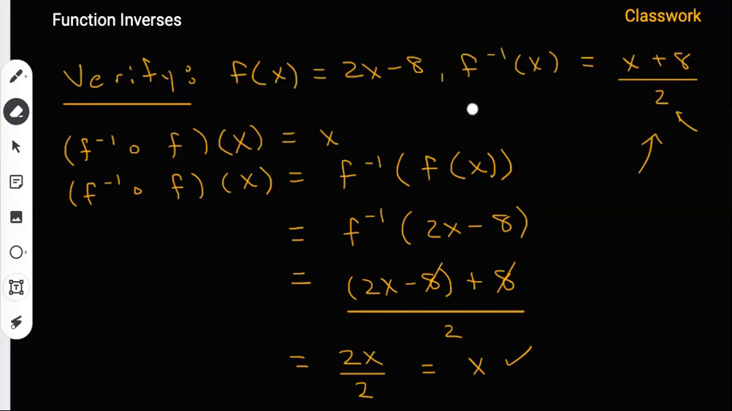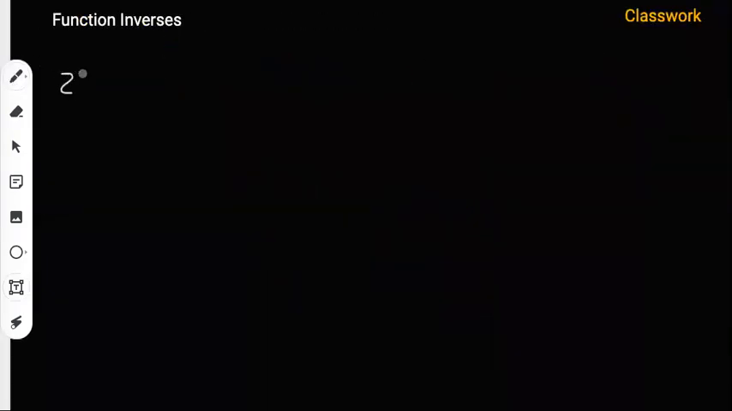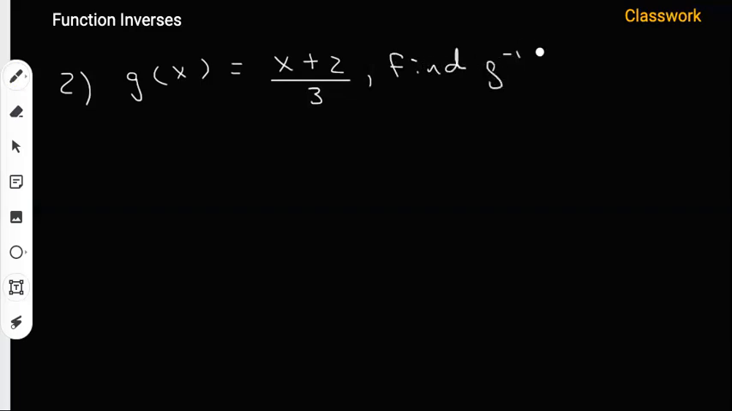Okay. Now let's try number 2. Okay. So number 2 says, let g of x be x plus 2, all over 3. And I need to find g negative 1 of x, right? I need to find the inverse of g of x.